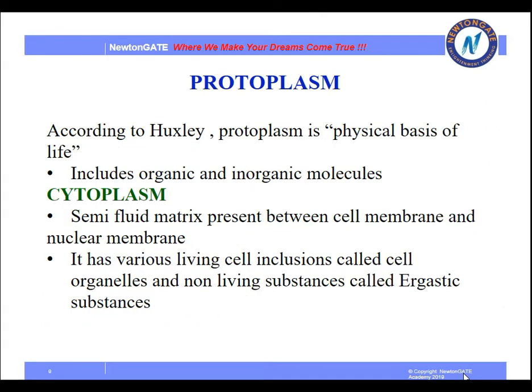According to Huxley, protoplasm is the physical basis of life, which includes all the organic and inorganic molecules. Cytoplasm is the semi-fluid matrix present between the cell membrane and the nuclear membrane. It has various living cell inclusions called cell organelles and non-living substances called ergastic substances. The relationship between protoplasm and cytoplasm is: cytoplasm plus nucleus equals protoplasm.